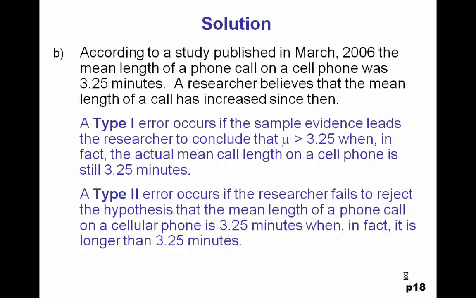A type 2 error occurs if the researcher fails to reject the hypothesis that the mean length of a phone call on a cell phone is 3.25 minutes when in fact it is longer than 3.25 minutes.